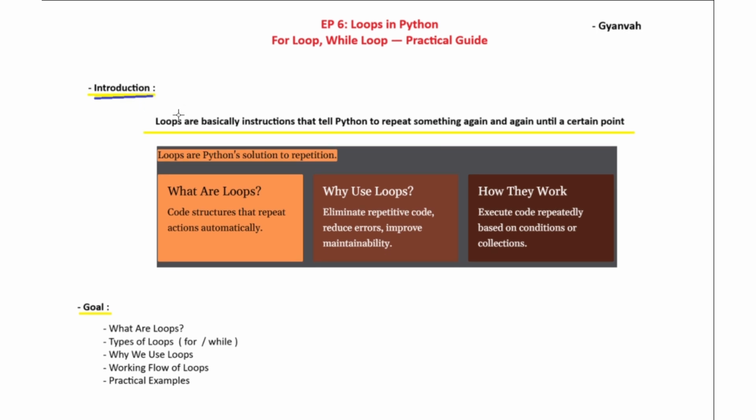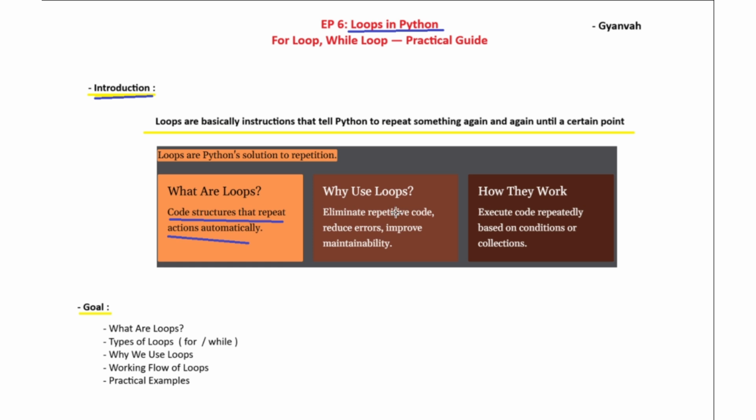In this episode, we are moving into one of the most important concepts in programming, loops. Loops allow us to repeat actions in Python automatically. Instead of writing the same line of code many times, we can write it once and let Python repeat it for us. This makes our programs shorter, smarter, and much easier to maintain.